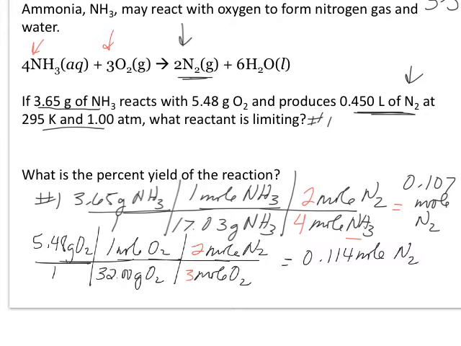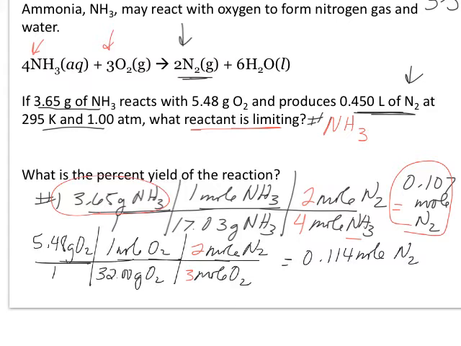Okay, so the limiting reagent. What reactant is limiting? Remember, it is the one that's the least. So what's smaller? 0.107 or 0.114? That's right. So your limiting reagent, what reagent is limiting would be the, not nitrogen, that's your product, ammonia, see? So it would be NH3 is your limiting.